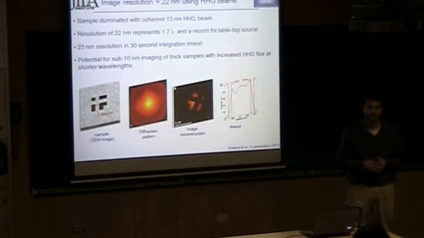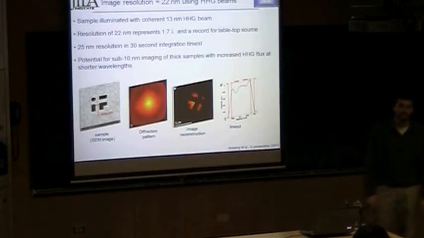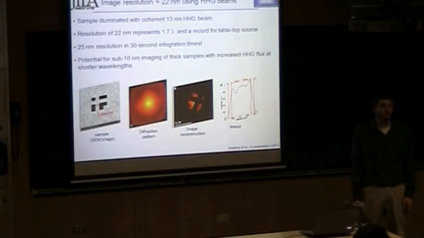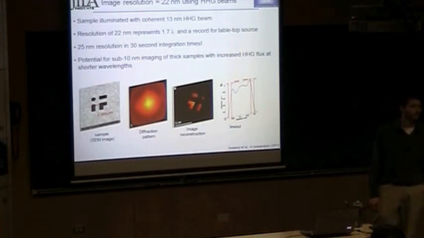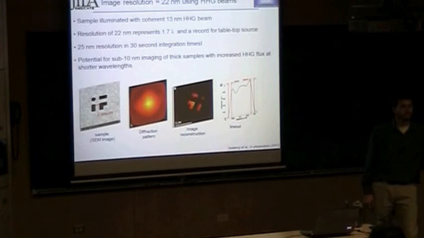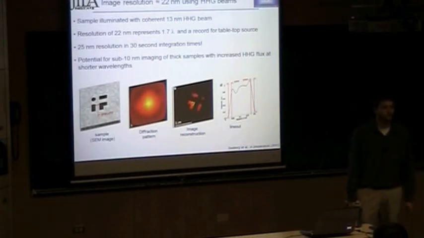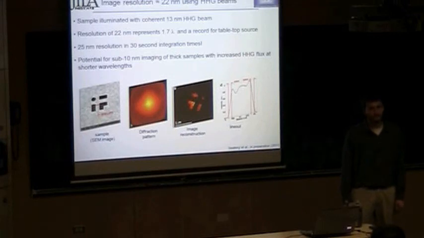Is the working rule then sort of a rule of thumb like 2 lambda for X-ray? Well, one of the main things is you need to fulfill the sampling requirements. You have to have dense enough pixels to be able to see the diffraction pattern. And so it sort of depends on the size of the sample.